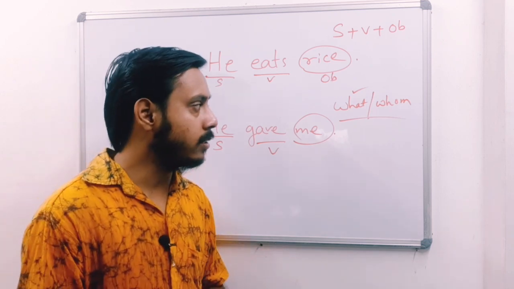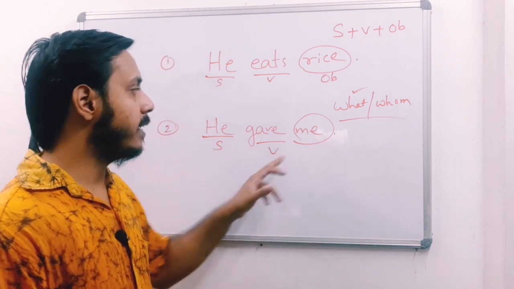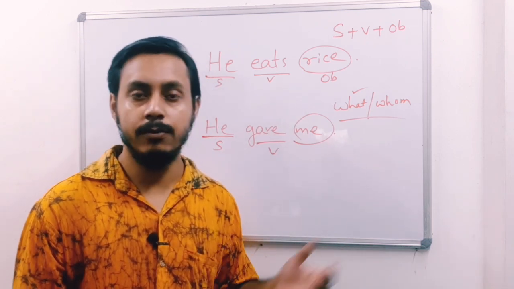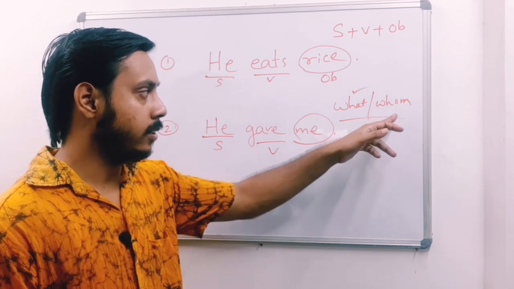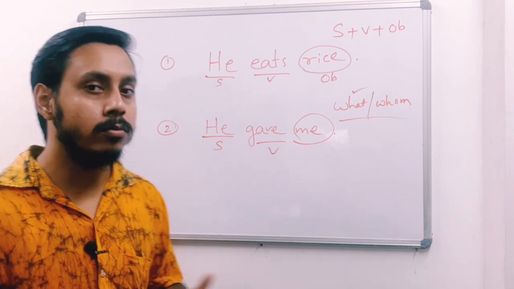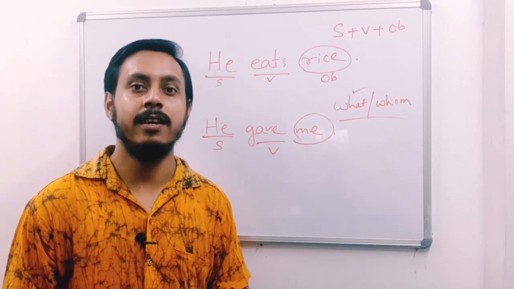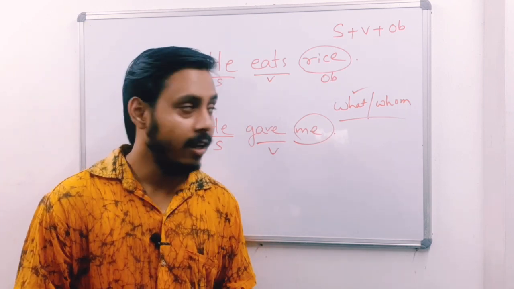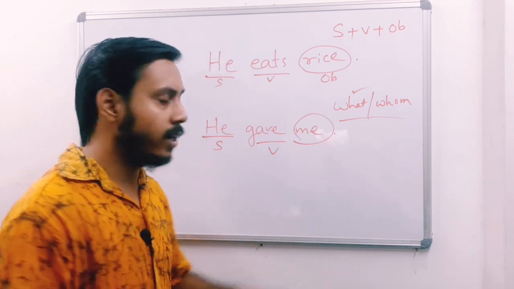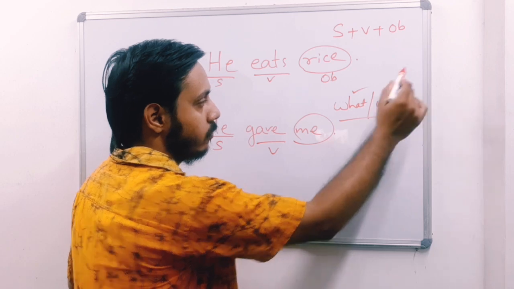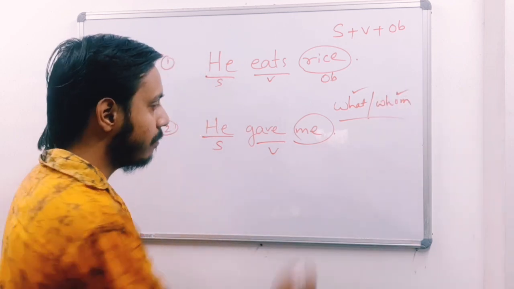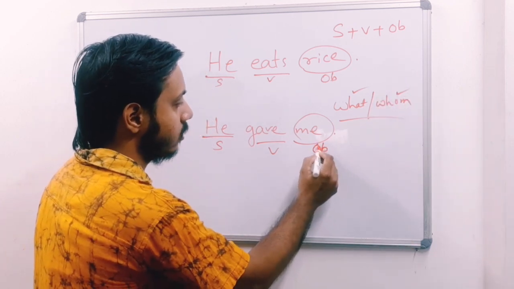Same method, ask a question. He gave what? He gave me. No, it's not the answer. Then apply the second one. He gave whom? He gave me. Now we have got the answer, right? So again we are getting the answer by asking the question with whom. That means me here is an object.